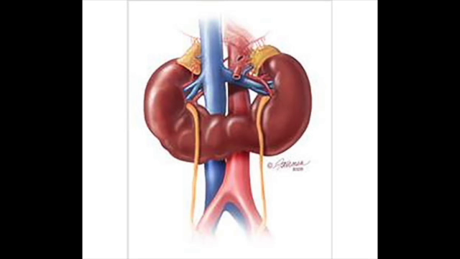Next will be horseshoe kidney. This is fusion of one pole of each kidney, most commonly fused at the lower poles. The fusion may be associated with entrapment of the inferior renal artery.